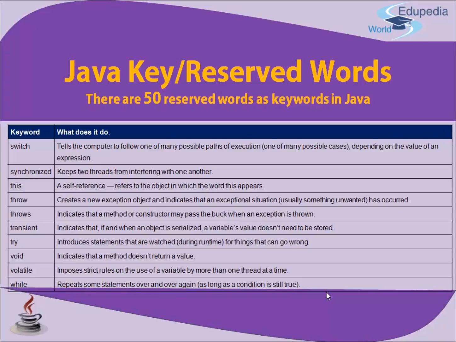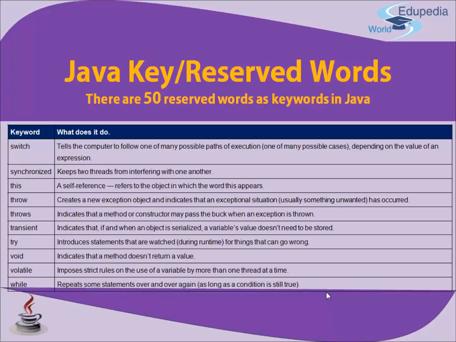Then you have synchronized, that keeps two threads from interfering with one another. I repeat, it keeps two threads from interfering with one another. That means you have to check the coordination, that each one is synchronized or doing the work in parallel. Then this is a keyword which has a self-reference, and refers to the object in which the word this appears.